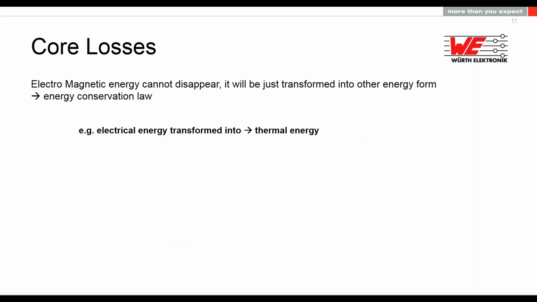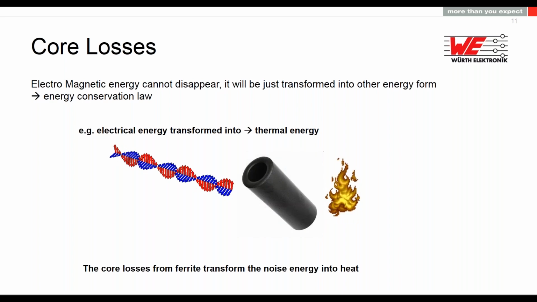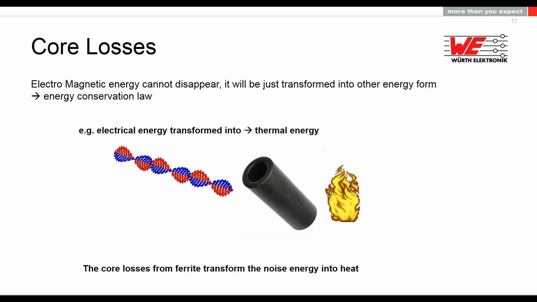But in fact, what does that core do to the noise? What happens to the energy? Because we know we have a first law in physics: energy never gets lost. It's always transformed into a different form. So actually, these eddy current losses, these magnetizing and demagnetizing losses, make it so that the energy from the EMC or EMI is transferred into thermal heat.